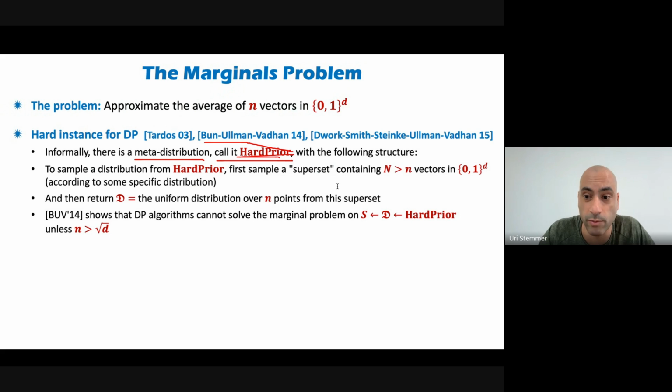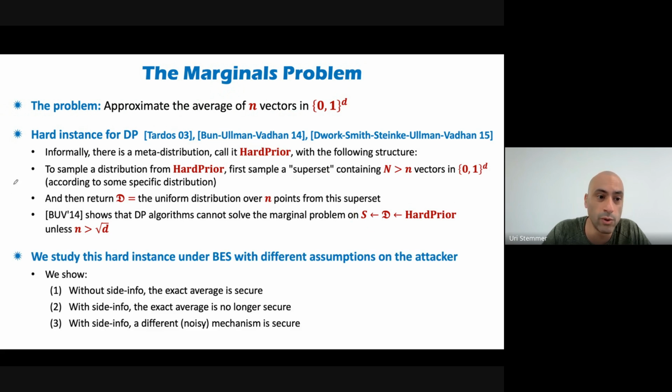When sampling a distribution from this hard prior, we first sample a superset containing binary vectors according to some special distribution on this superset. And then the target distribution is defined to be, let's say, uniform over this superset. So this is actually somewhat similar to example number 2 from before, right? Anyways, what Ban, Ullman, and Vadhan showed is that differentially private algorithms cannot solve the marginal problem over datasets sampled like this.